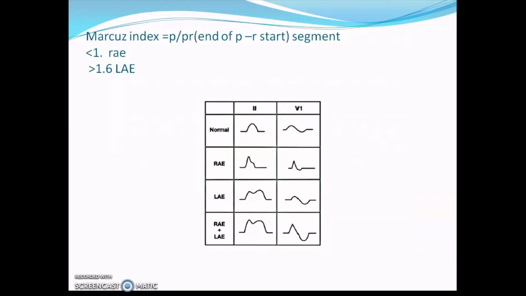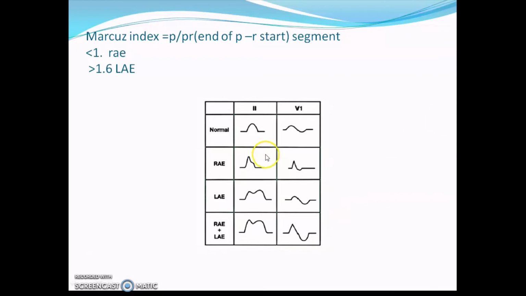Similarly, besides the Morris index, there is one more index called the Macruz index. Here you measure the ratio of the duration of the P wave to the PR segment. Less than 1 indicates right atrial enlargement, more than 1.6 indicates left atrial enlargement.